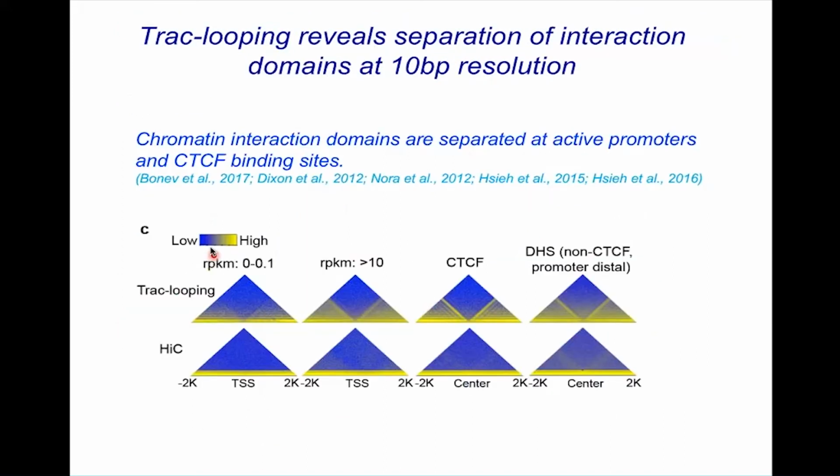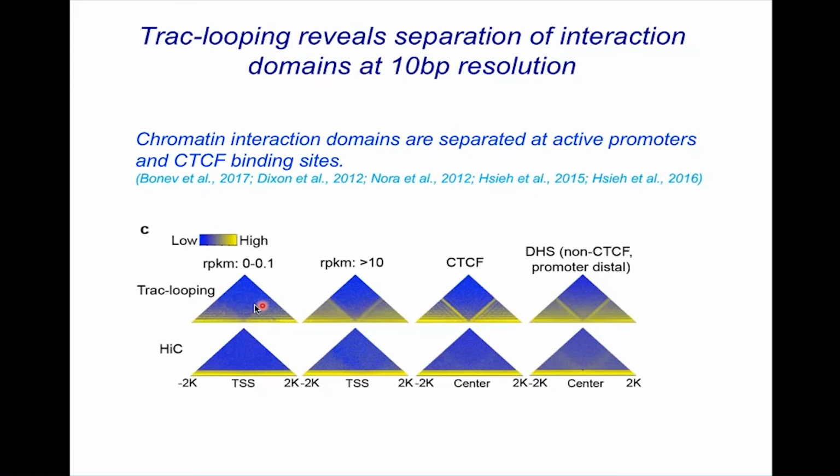So next, previous studies show that chromatin interaction domains are separated at active promoters or CTCF binding sites, mainly at a resolution of 10 kb to 20 kb. And we want to see if we can observe this at higher resolution. So here we used 10 base pair resolution. This top track panel shows the Trac-looping data, and this shows the silent promoters. This is the RPKM value of gene expression.